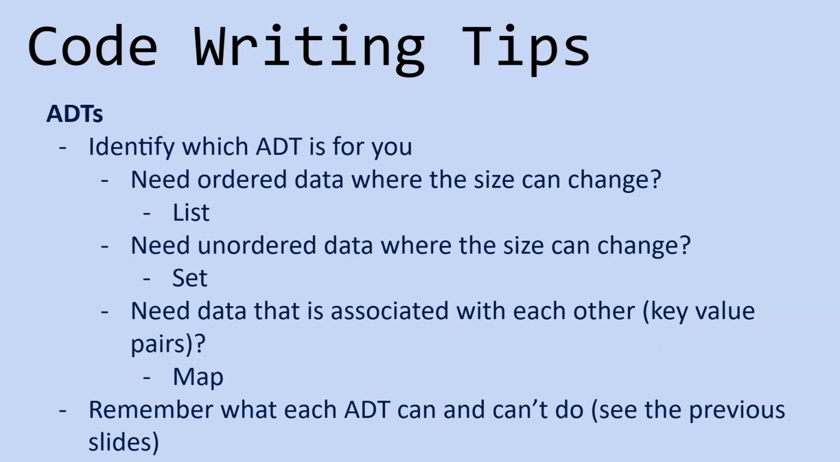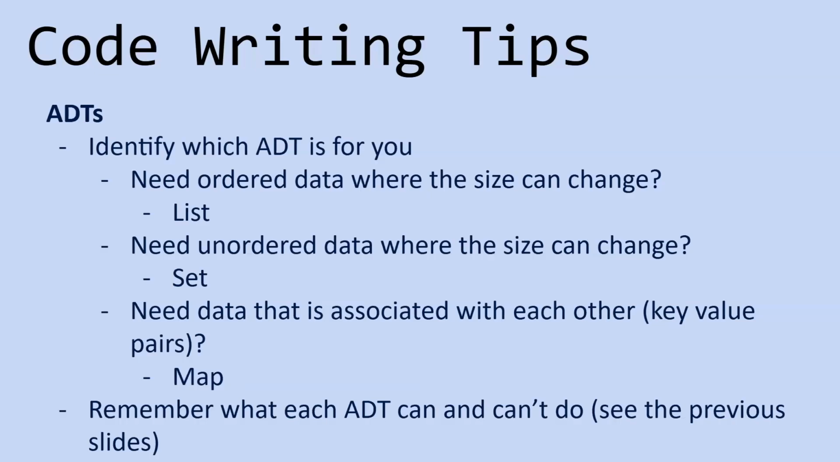All right, and then abstract data types. Always good to identify which abstract data type you need for that situation. So, do you want ordered data where the size can change? Then you would probably want a list. I mean, you could use an array. Well, an array isn't an abstract data type, but if you don't need the size to change, go ahead and use an array. But if you need the size to change, it is much more convenient to use a list.